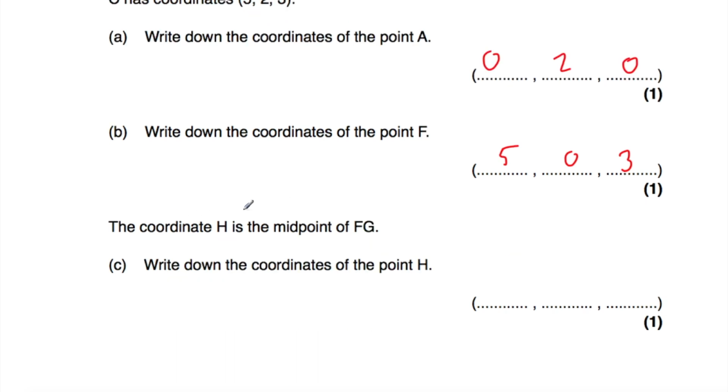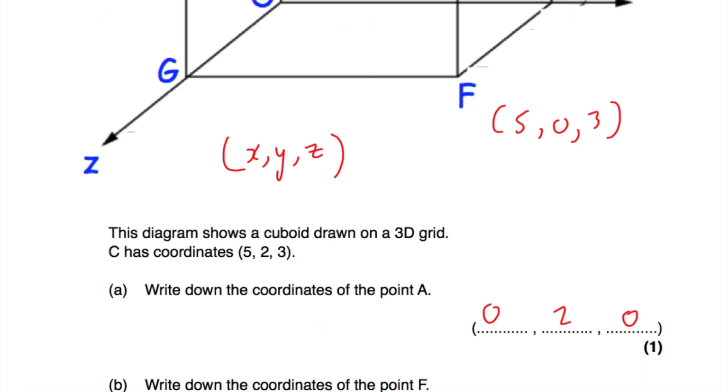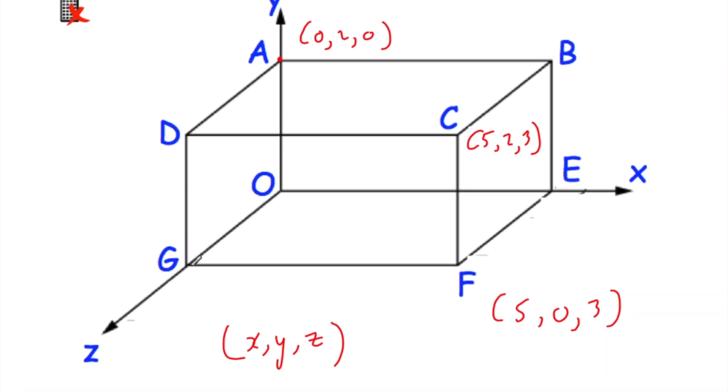Okay, and then we're told that H is the midpoint of FG. Write down the coordinates of point H. So let's go up FG. So here's F and here's G. The coordinates of F are 5, 0, 3. The coordinates of point G are, well, we're going 0 across in the x-axis direction, 0 up in the y-axis direction, so 0, 0, and then 3 forward in the z-axis direction, so that's 0, 0, 3. So we've got the coordinates of F and G, and H is the midpoint of that line.